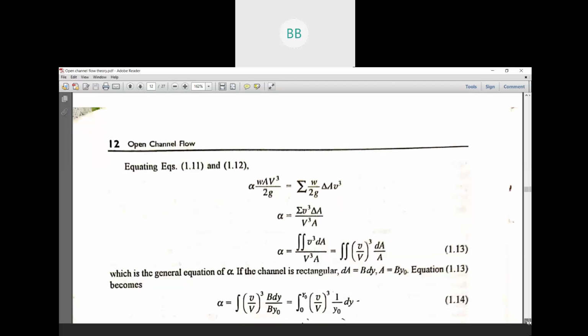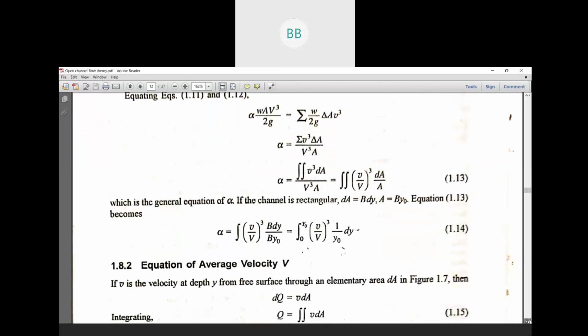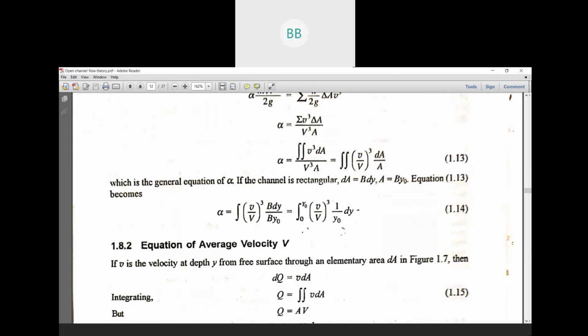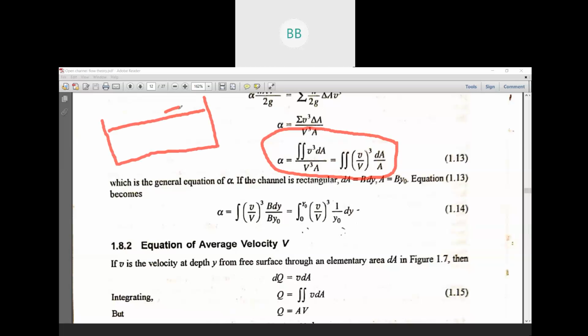This is your overall expression, and it is irrespective of the channel shape. Now what we are going to do is consider a rectangular channel and find the expression for a rectangular channel. Whatever we are going to derive now is only for a rectangular channel, and we are going to use this equation only.